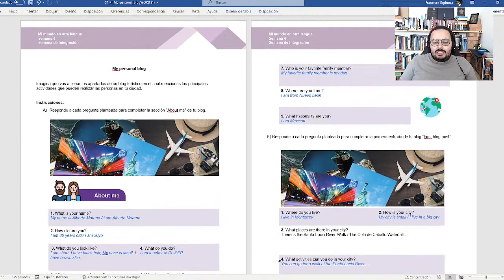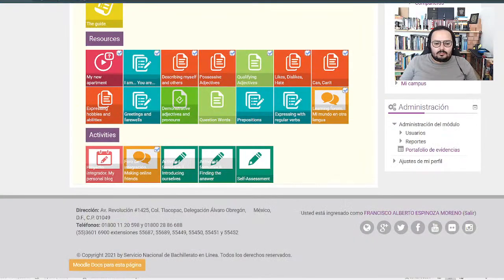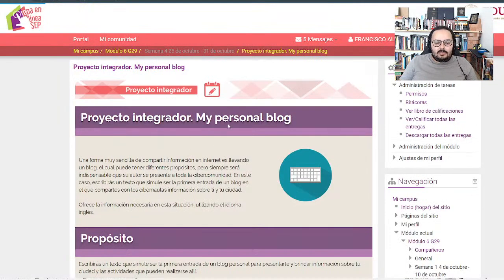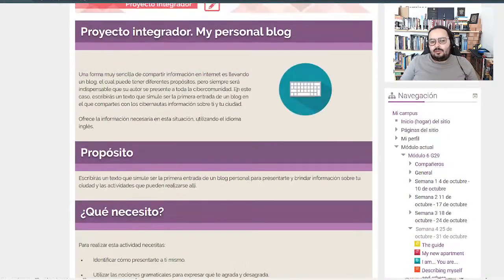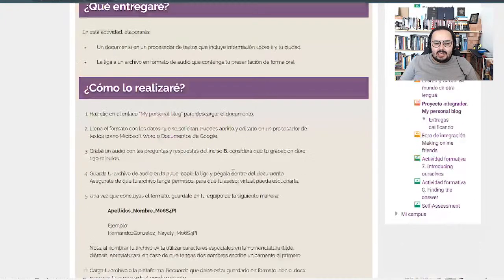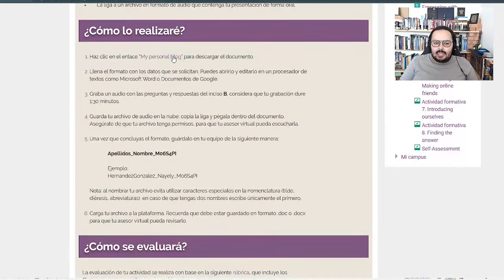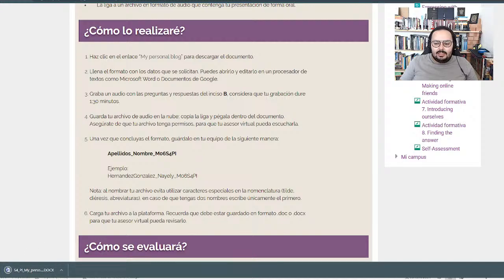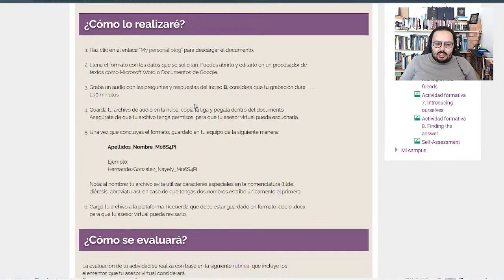Ok, en My Personal Blog, antes de contestarlo, déjenme les pongo la actividad para hablar de cómo se califica esta actividad. Vamos a darle clic a My Personal Blog, la actividad integradora. Lo primero que hay que ver es cuál es el propósito, qué se tiene que entregar y cómo se va a realizar. Dando clic aquí, descargamos la plantilla, que es la que acaban de ver ahorita, que yo ya les compartí.